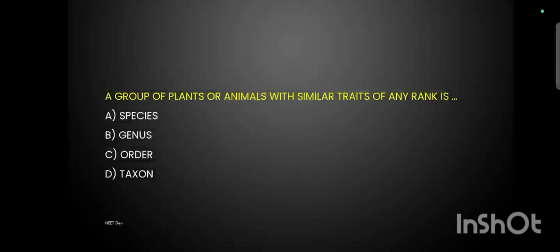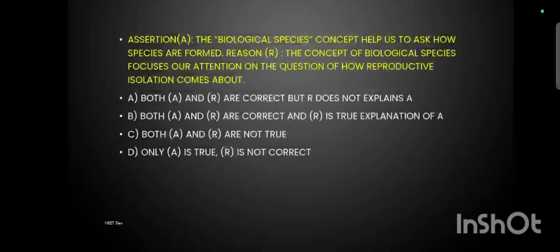Question. A group of plants or animals with similar traits of any rank is taxon. So the options were A, species, B, genus, C, order, and D, taxon. So the option is taxon.